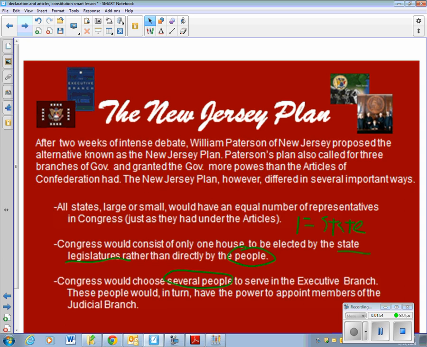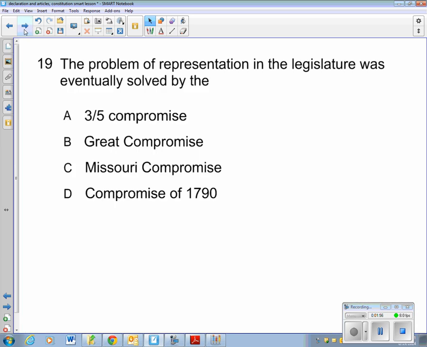So this was a little more restrictive and less democratic than the Virginia plan. And by democratic, I mean democratic with a small d, meaning power to the people. All right, so we're eventually going to solve this problem.